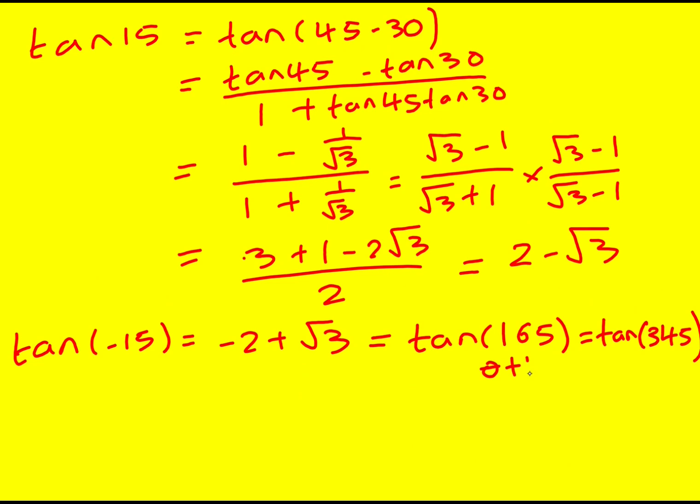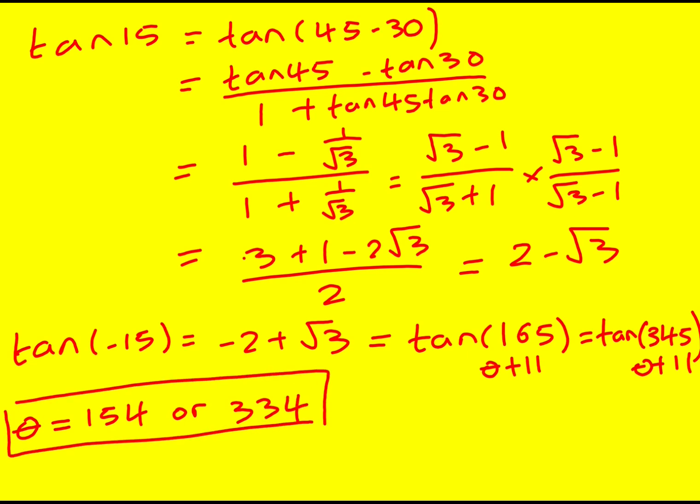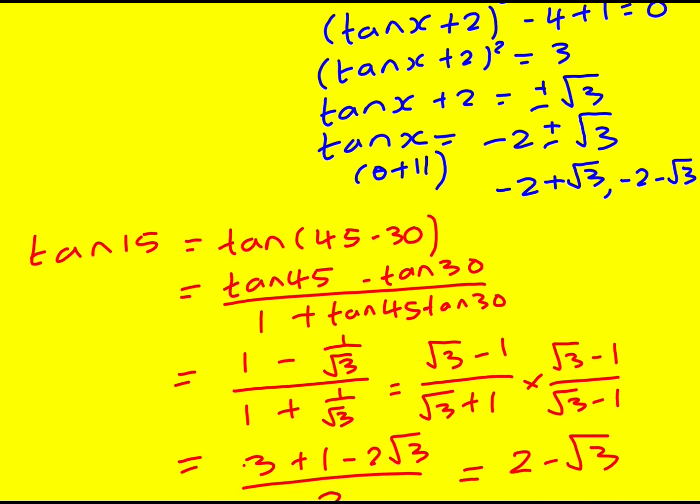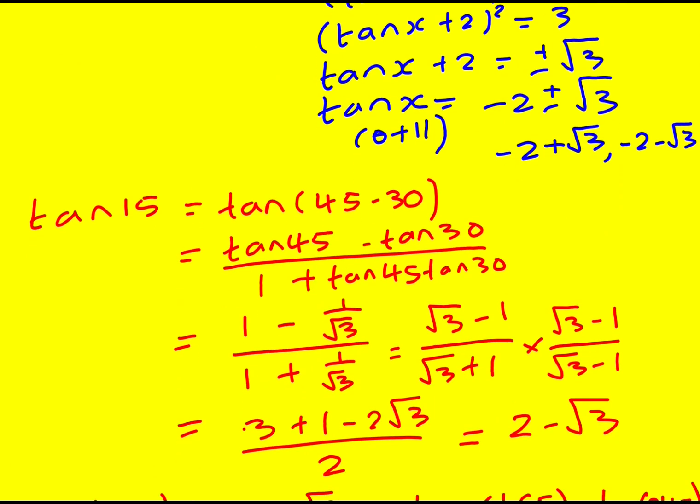Remember, this is theta plus 11. So we get two solutions. Theta is going to be 154 or 334 degrees. Okay, we've still got more to do though, because we've got that negative one to deal with, minus 2 minus root 3. So we've done 15.